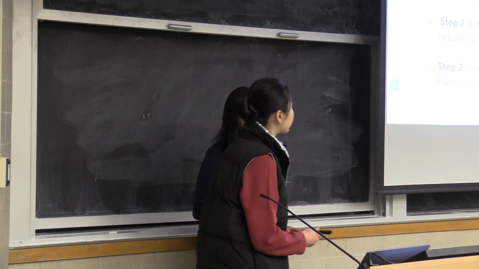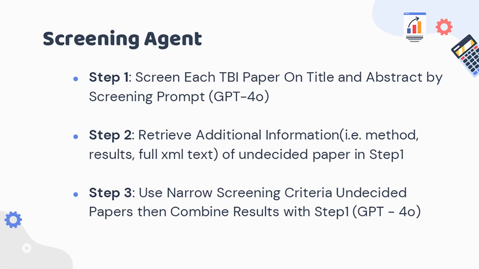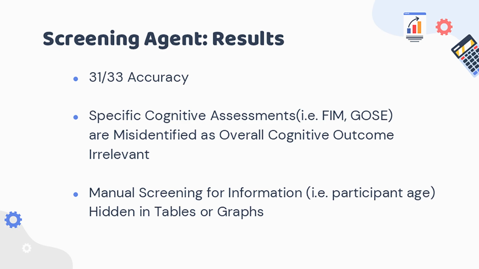This is the screener agent. We have 3 steps. The first step is to use GPT-4o to extract each paper's title and abstract based on our prompt. The second step is to see if there is some undecided paper that needs full text. And these ones will be inserted into the step 3 agent, using a narrowing prompt and giving us a result. The accuracy of this agent is very high.